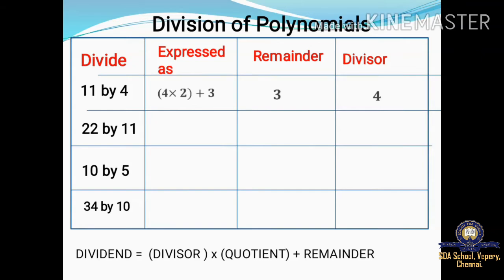over here is 4 and the quotient over here is 2. So if you multiply 4 into 2 and then add the remainder, that is 3, you'll get back 11. Am I right, students? You're getting it back. Therefore, let us understand better with the next example.